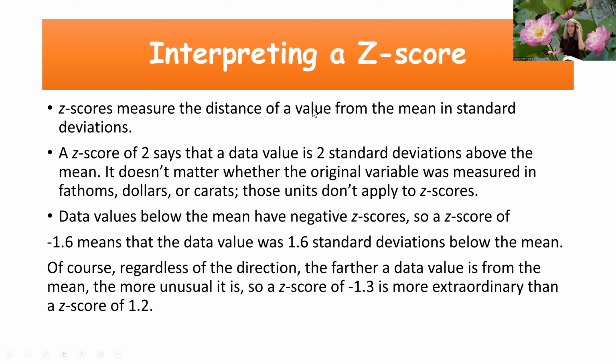The Z-score measures the distance of a value from the mean in standard deviations. A Z-score of 2 says that the data value is 2 standard deviations above the mean. It doesn't matter in whatever units the original observation was measured. So that's good. One below, for example, here the Z-score is negative 1.6, which means it's 1.6 standard deviations below the mean.